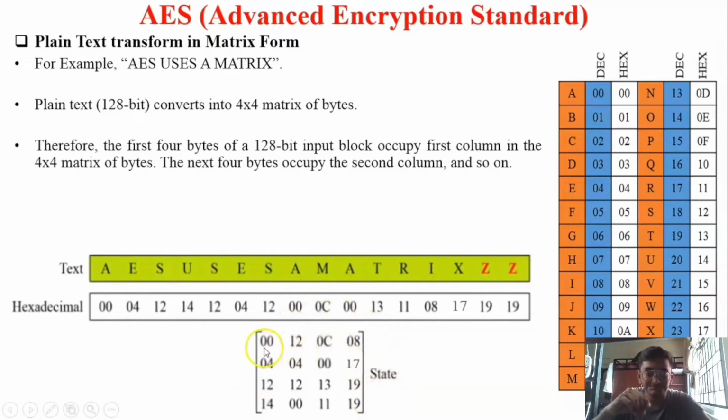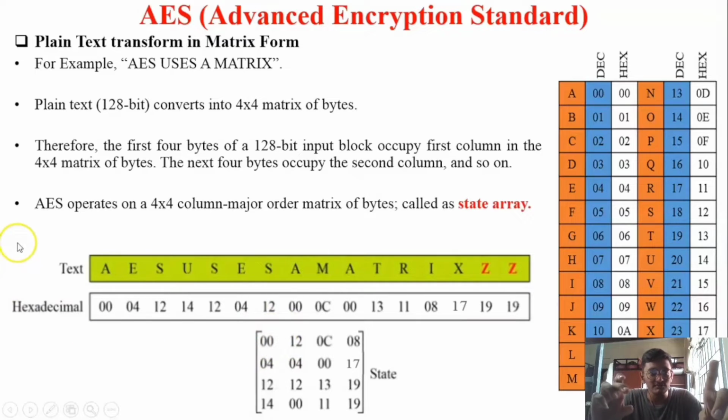So this is 00. The first 0, the left-hand side 0, occupies 4 bits, and the right-hand side 0 occupies 4 bits. So in total 8 bits. We can say it is 1 byte. AES operates on a 4x4 column-major order matrix of bytes, and this is called the state array. So this matrix converted from plain text is called the state array.